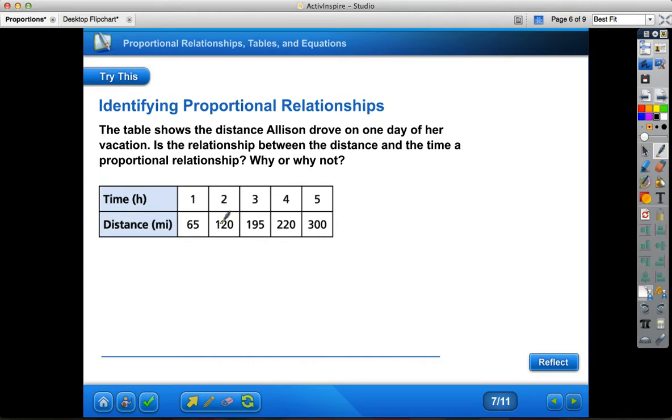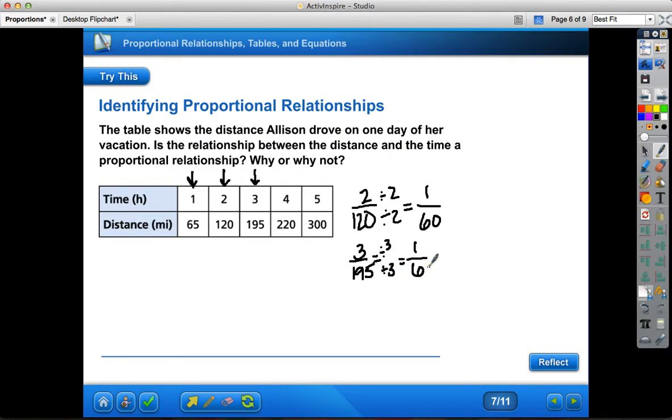Well, 2 to 120. So if I break that down, if I divide it by 2 and divide it by 2, here I get 1 to 60. Well, this and this are not the same. This is 1 to 65 and this is 1 to 60. Let's double check with the 3. So I have 3 to 195. In order to get the 3 hours down to 1 hour, I would have to divide by 3. And what I do to the top, I do to the bottom, so I get 1. 3 goes into 19, 6 times. 3 goes into 15, 5 times. So I get 1 to 65.